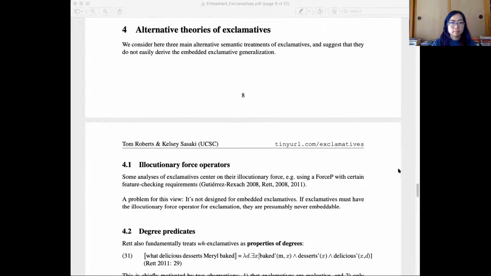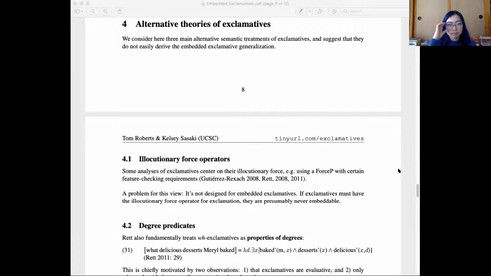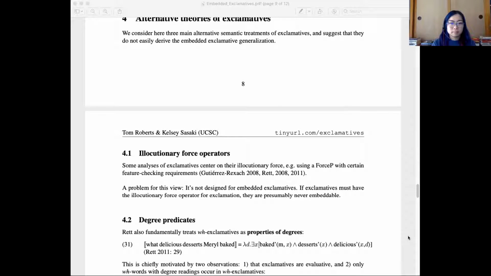Okay. Very quickly in the remaining time, we're going to consider three classes of alternative semantic treatments of exclamatives. And we're going to suggest that they don't easily derive the embedded exclamative generalization in the way that a question semantics for exclamatives does. So a very broad category of exclamative treatments uses some kind of illocutionary force operator to derive their meaning, which of course is focused on root contexts. And a big problem for this is we expect exclamatives not to be embeddable. So it's a bit of a non-starter for our view that exclamatives are indeed embeddable.